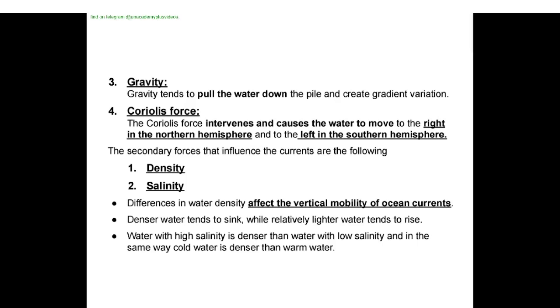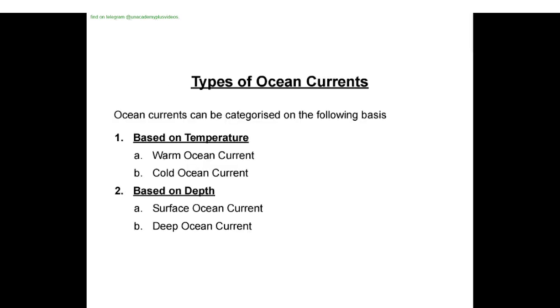The secondary forces that influence the currents are the following: density and salinity. Differences in the water density affect the vertical mobility of ocean currents. Denser water tends to sink, while relatively lighter water tends to rise. Water with high salinity is denser than water with low salinity, and in the same way, cold water is denser than warm water.